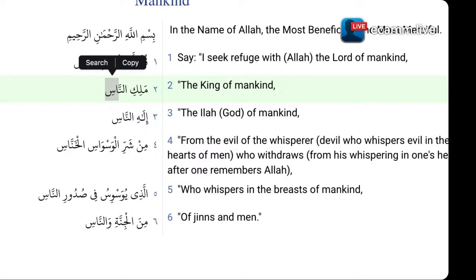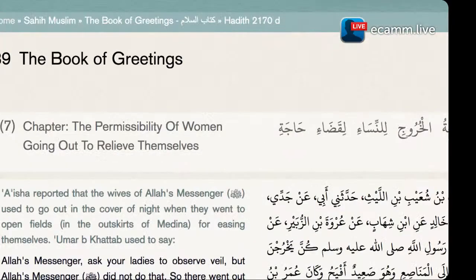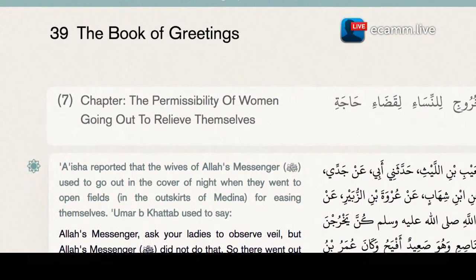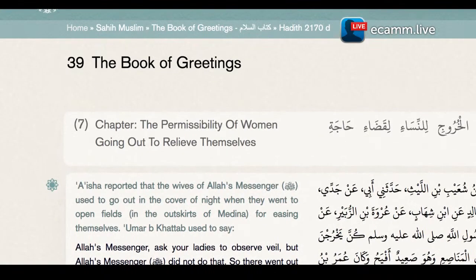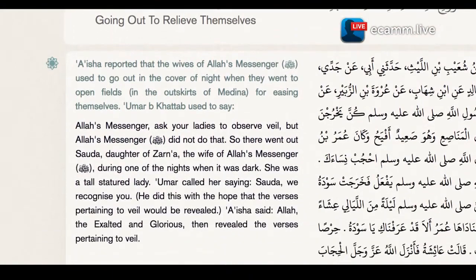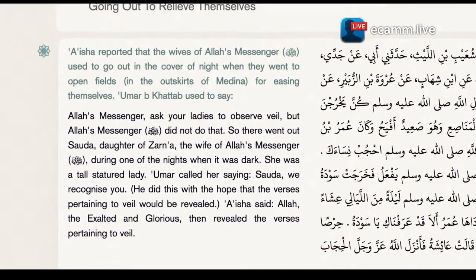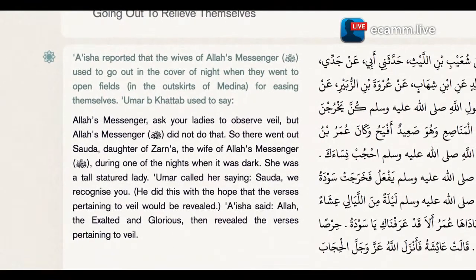Let us go to the hadith and see how the hadith will be. Oh, the hadith is even maybe better. But here you have to go up. Yeah, that is better. I like that. Perfect.